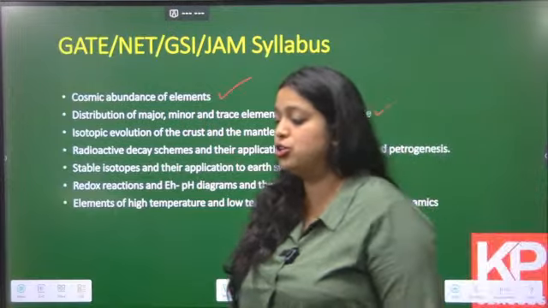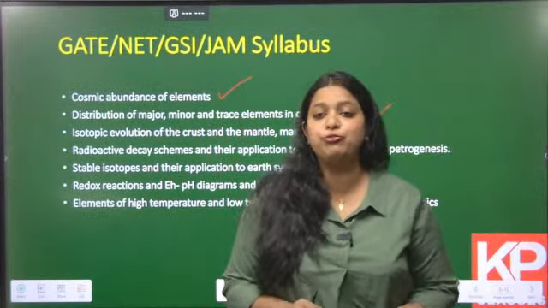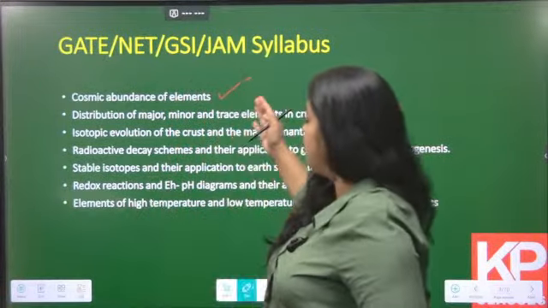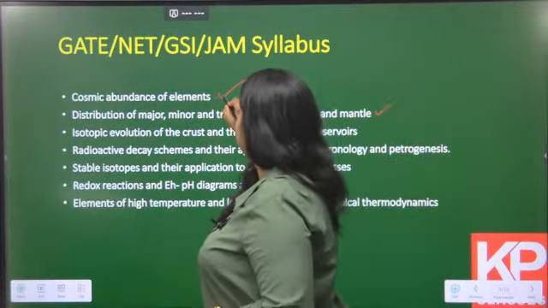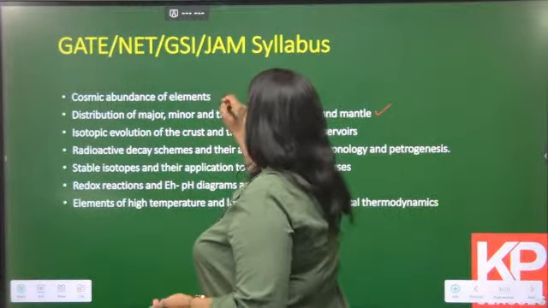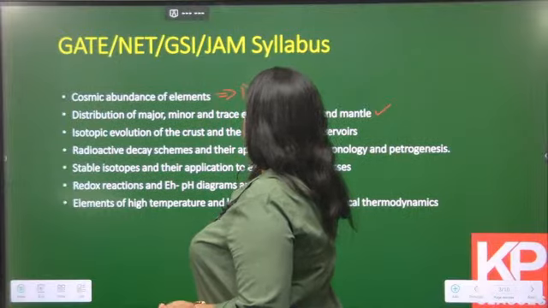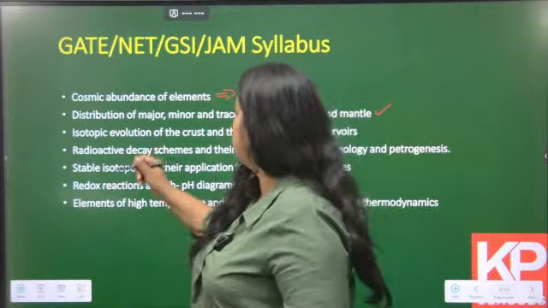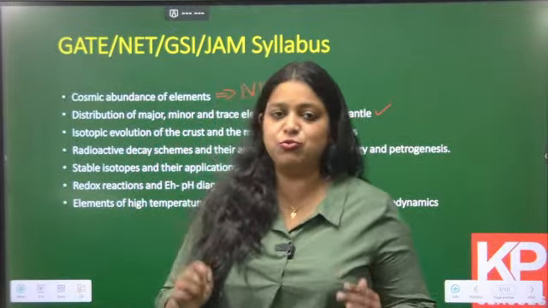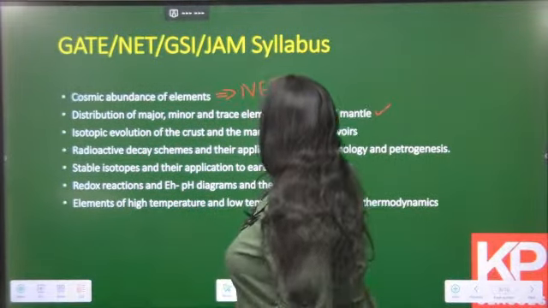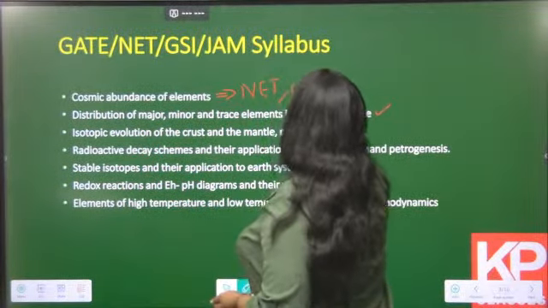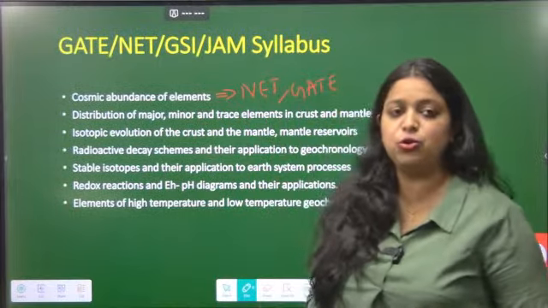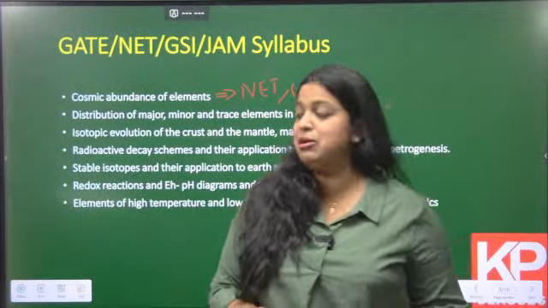So when it comes to geochemistry from an exam point of view, cosmic abundance of elements is very important for the NET examination. In the CSIR Earth-science paper, this cosmic abundance of elements part is very important. They do ask from this section, and a few times they have asked in GATE also about the cosmic abundance of elements.